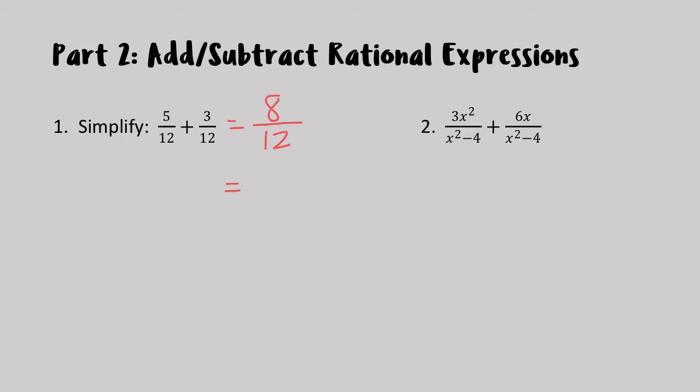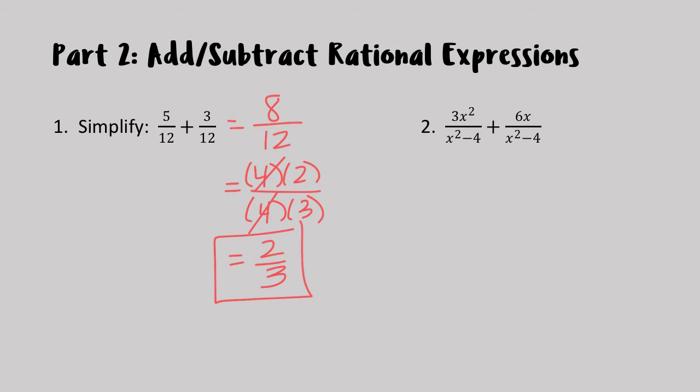I can rewrite this as 4 times 2 and 4 times 3. And then 4 divided by 4 is just 1. So I get 2/3. So if you already have a common denominator, you add the numerators together and then the denominator stays the same.